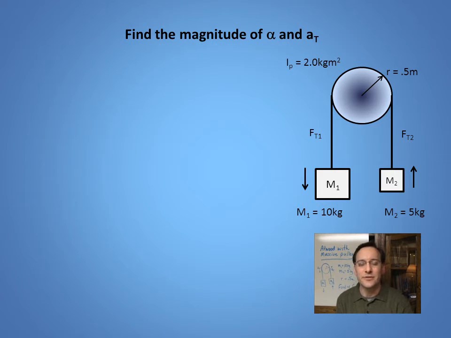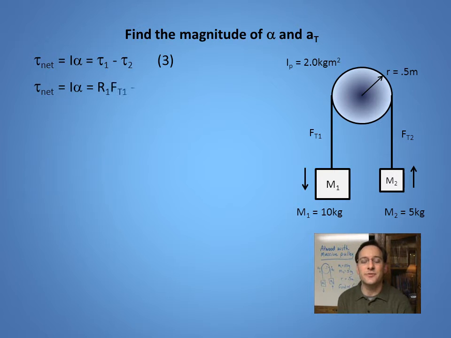If we take a look at that third equation that we just set up, I times alpha is equal to tau 1 minus tau 2. If I substitute in R times F for the two torques, I can get I times alpha is equal to R1 Ft1 minus R2 Ft2. I can also then substitute in for alpha and Ft1 and Ft2. When I do that, I will get I times the quantity of at over R.